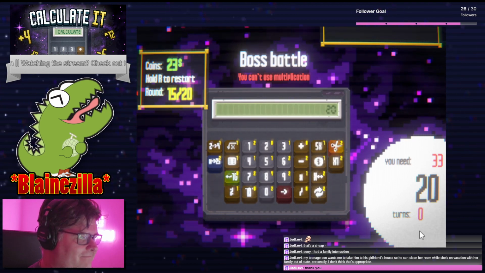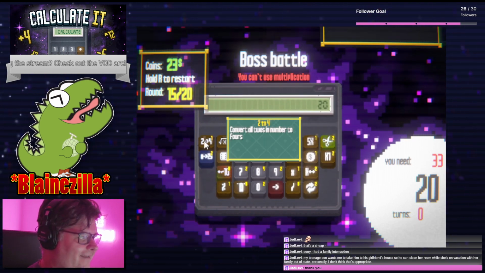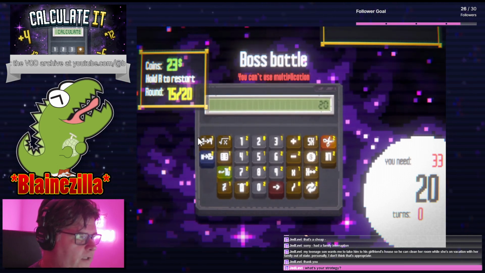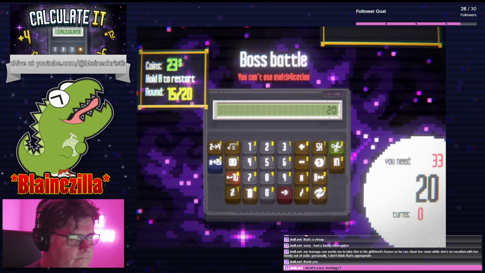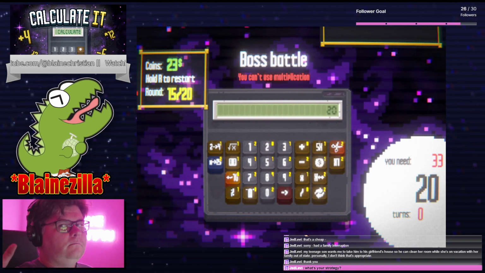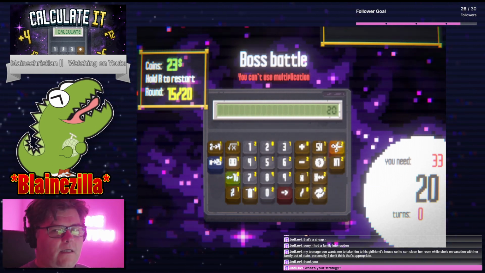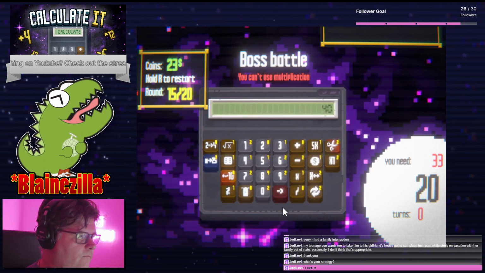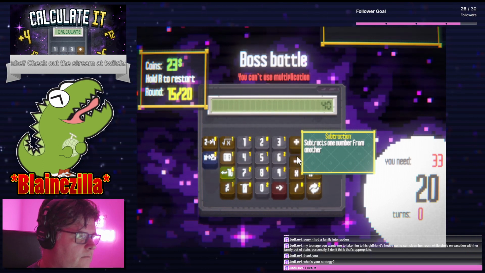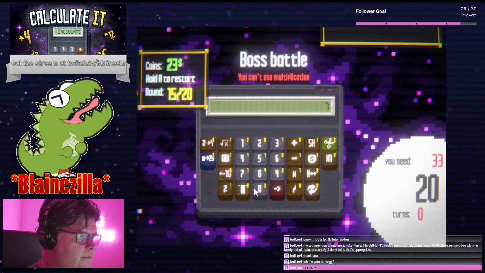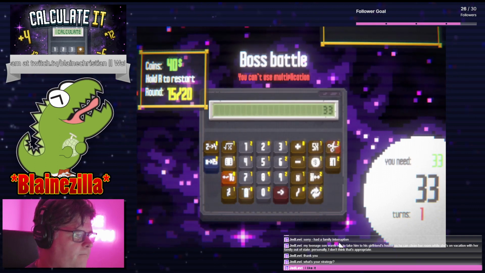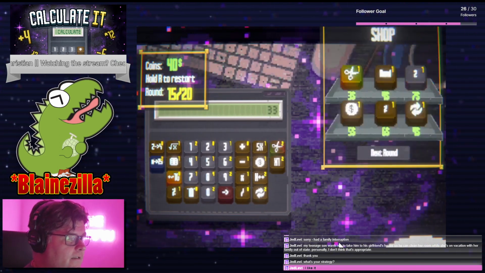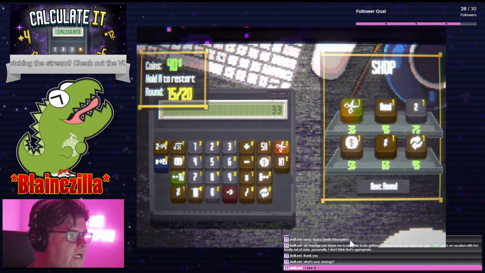Yeah, no good will come of that. Press this. Convert 20 into 40 minus 7. Simple, easy idea. 3 button presses. 40 minus 7, 33. All right. $40. Look at that money. We're buying all kind of stuff now.